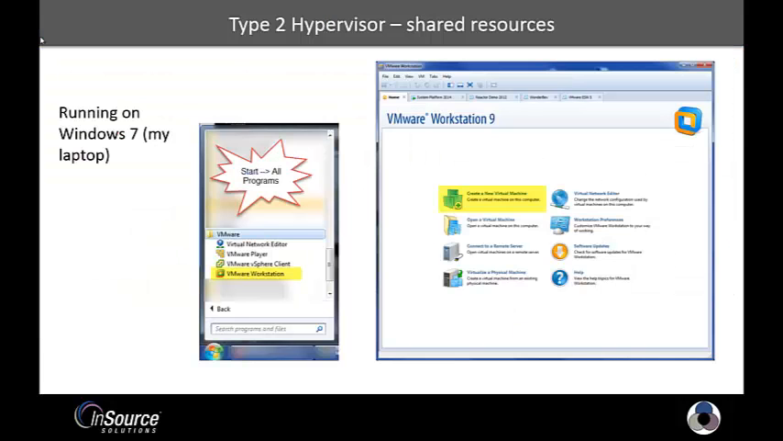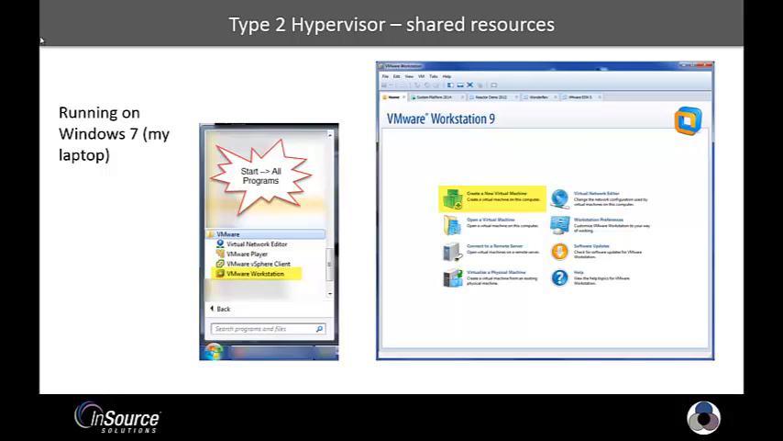So if you contrast that to a Type 2 hypervisor, a Type 2 hypervisor would be something that runs and shares the resources with the host operating system. So in this case, I have running on my laptop VMware Workstation as well as the Player solution. So I would go to the start menu, click the start button, all programs, find VMware, and then select Workstation. Over on the right, I'm presented with a program, VMware Workstation, that allows me to do the same things.